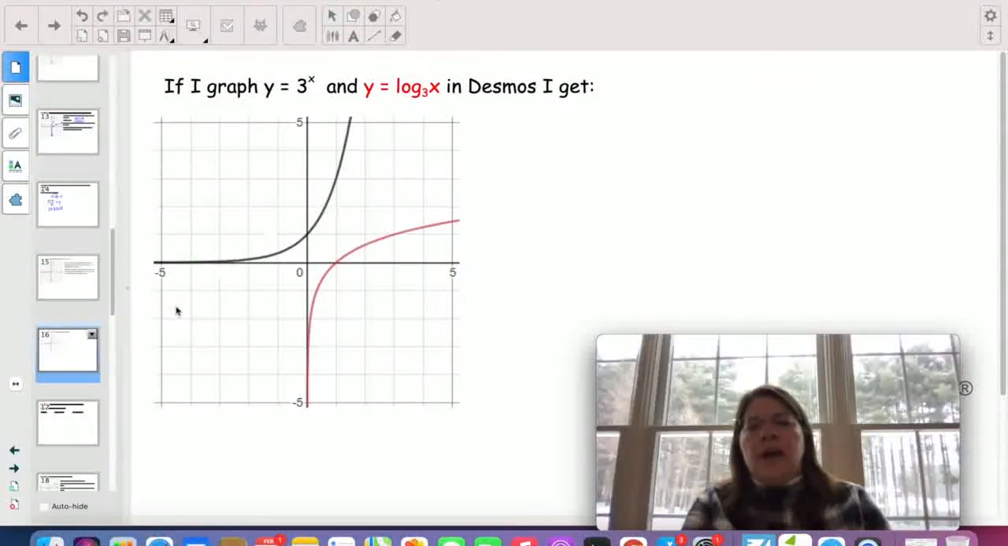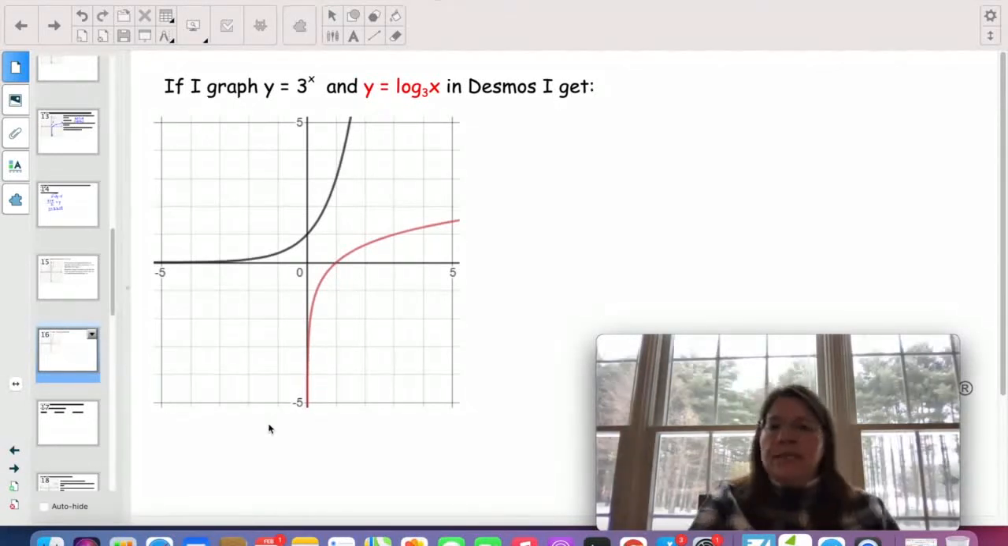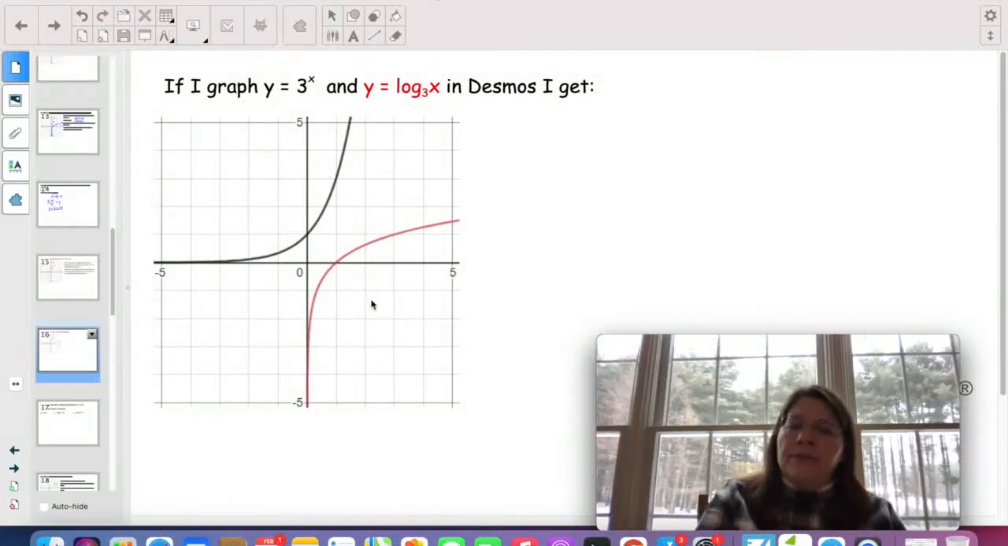So here in this graph, the black graph is the y equals 3 to the x graph, and the red graph is the y equals log base 3 of x graph. I've graphed those in Desmos so that you can see what they look like. And if you look at the y equals x line, or if this graph was folded across that y equals x line, those two graphs would lie on top of each other. So we have graphed the inverse of an exponential function, which is the logarithmic function. This is the inverse function of the y equals 3 to the x exponential function. This is its inverse function.